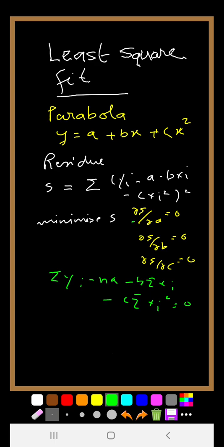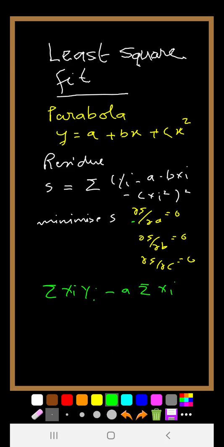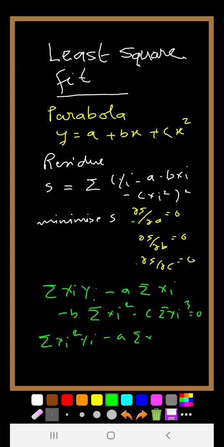This is for this one. For the second minimization condition, that is when it is done with respect to b, we get summation xi yi minus a summation xi minus b summation xi square minus c summation xi cube is equal to 0. And the last one, for del s by del c is equal to 0, we get summation xi square yi minus a summation xi square minus b summation xi cube minus c summation xi to the power 4 is equal to 0. So three normal equations we get, which we solve to find the values of a, b and c, which is the best fit.